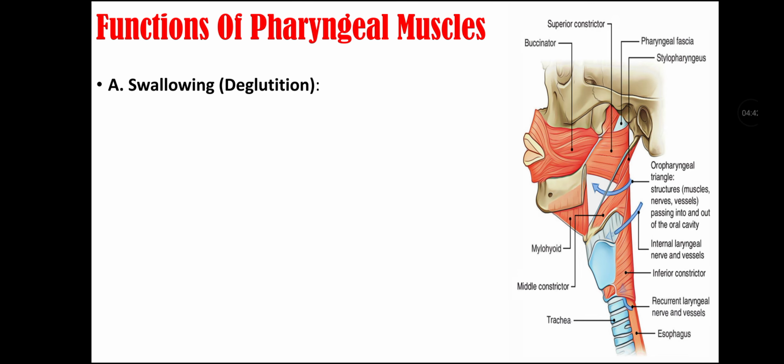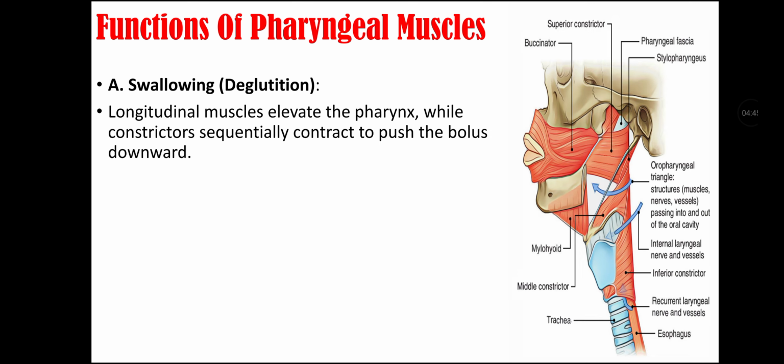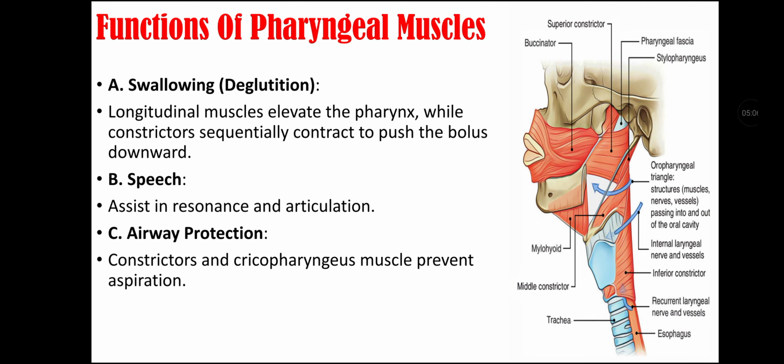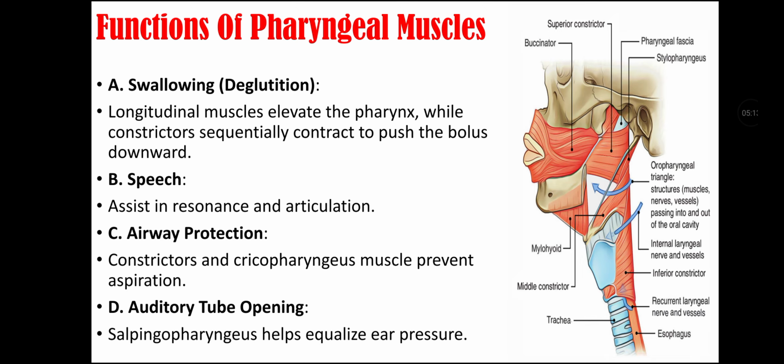First function is swallowing or deglutition. As longitudinal muscles elevate the pharynx, constrictor muscles sequentially contract to push the bolus downward, thus helping in the process of swallowing. Next function of pharyngeal muscles is speech, as they assist in resonance and articulation of words. Third function is airway protection, as the constrictor and cricopharyngeus muscle prevent aspiration. Fourth function is auditory tube opening, as salpingopharyngeus muscle helps equalize air pressure.